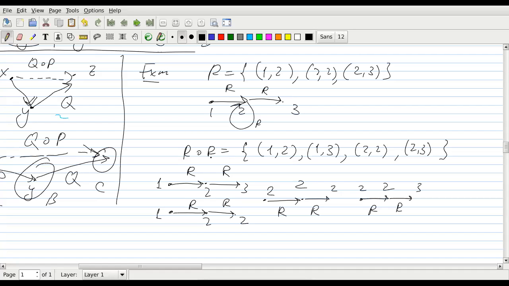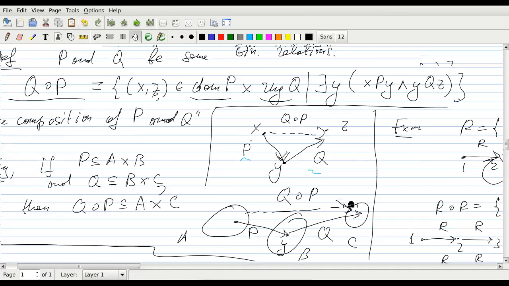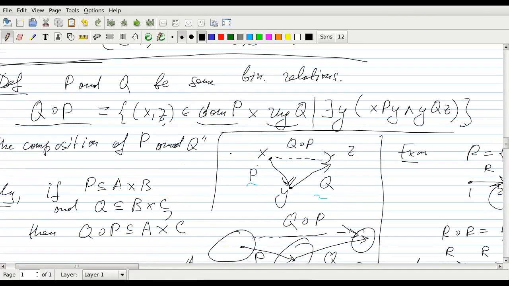So we have the following for our composition. Is it clear? Yes. So let's remember that a pair is in P composition Q if and only if there is a 2-arrow path from X to Z, first by P, then by Q. This is like traveling with a change. First you travel by, say, train, then, say, by plane. Is it clear?